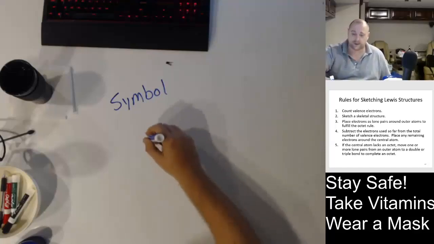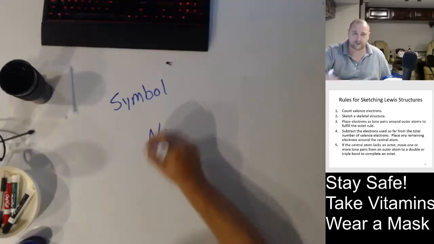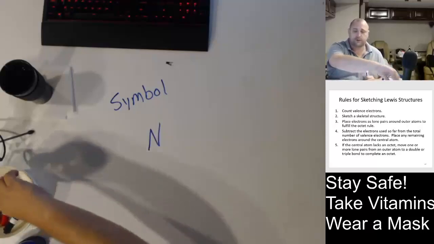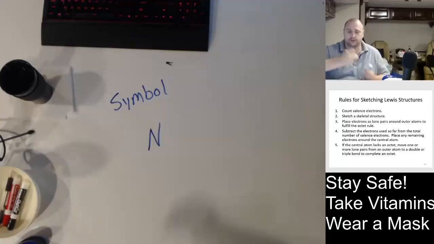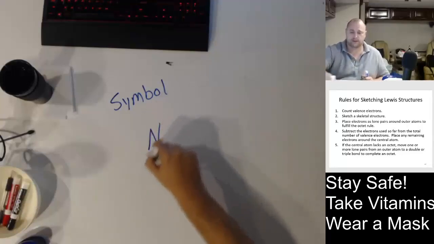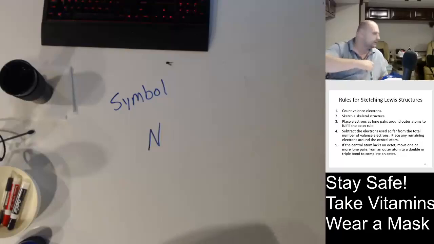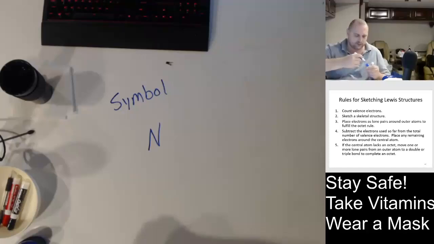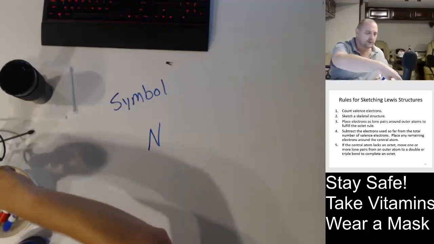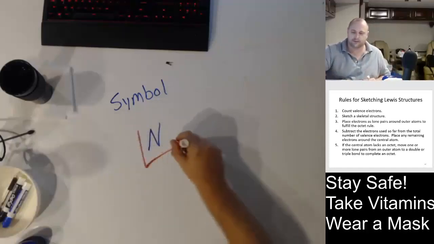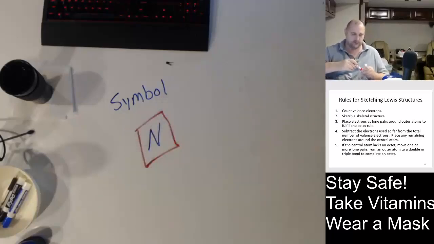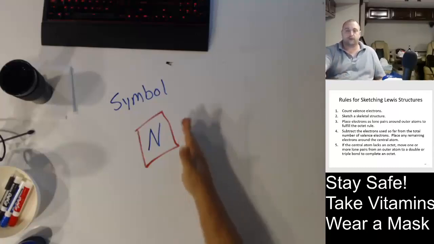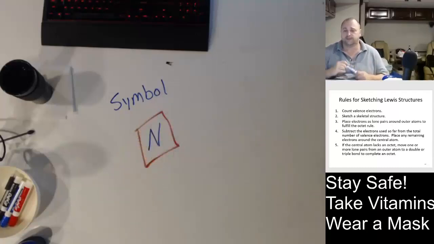So let's do nitrogen. So we start off, you draw your symbol. We're going to imagine that I have a pen that writes. Oh, that's the same color. That's good. Hang on. There's a box. Okay. We're imagining our box around the symbol. It's got four sides. Okay. Makes life nice and easy.